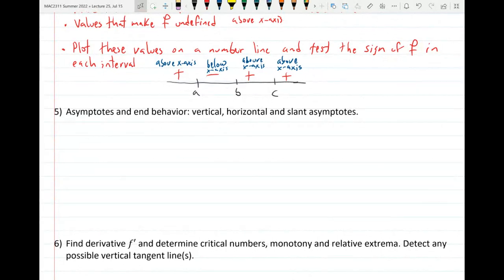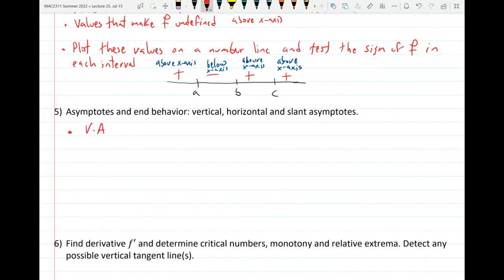Okay. So something else that's very helpful is to analyze the end behavior of the function. We want to know what happens when x approaches positive and negative infinity. That's what end behavior is. And also if there are any asymptotes. Okay. Vertical asymptotes or horizontal asymptotes or slant asymptotes. So find all the asymptotes and the end behavior of the function. For example, let me give you here a couple of points.